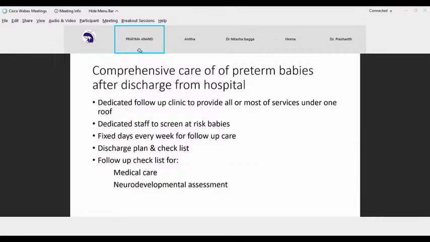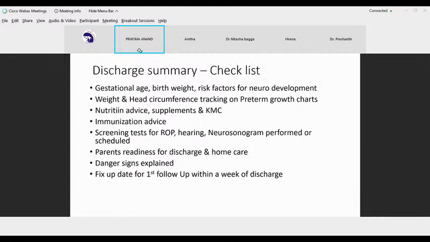Discharge summary checklist: each unit can have its own customized checklist, but these are the broad guidelines which we can give you. Gestational age, birth weight, risk factors for neurodevelopmental problems, if any, weight and head circumference tracking on the preterm growth chart, nutrition advice, supplements, and kangaroo mother care. Immunization advice is very important, either at the center in which the delivery has taken place or nearby. But immunization should be explained. Screening tests, which we already discussed: ROP, hearing, and head ultrasound if needed.